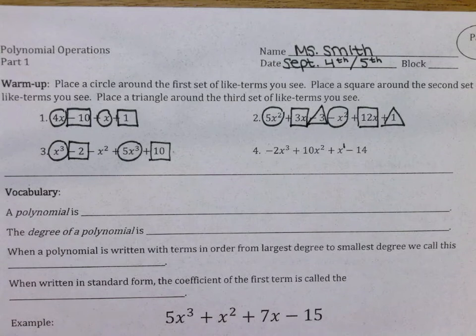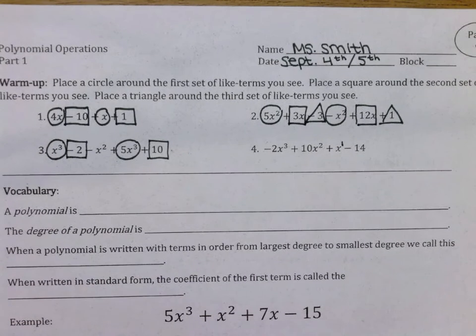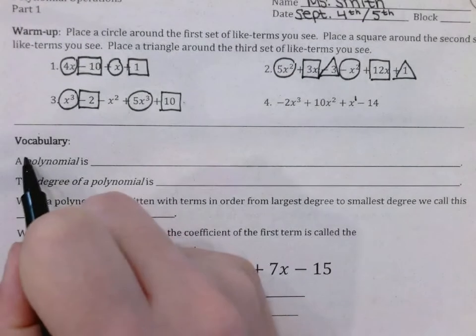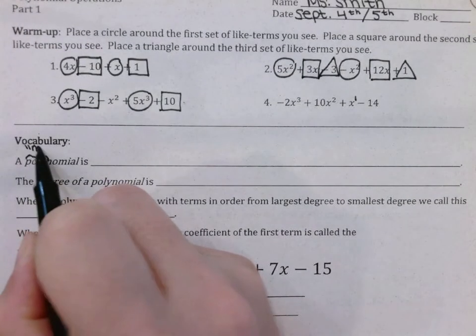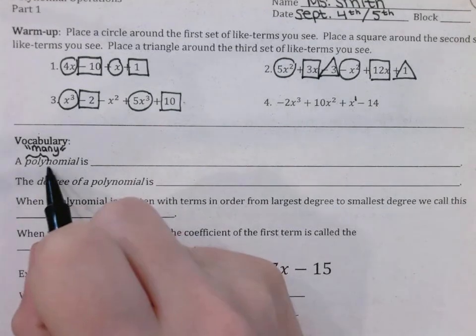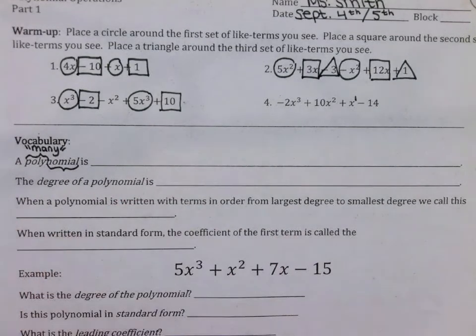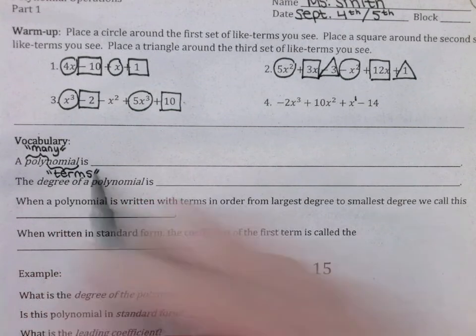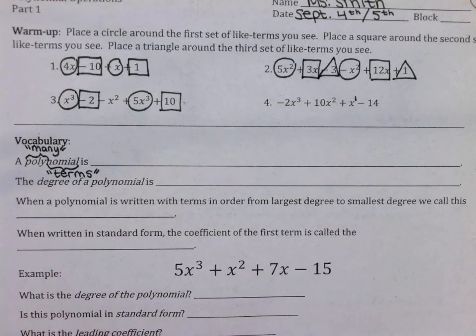But let's talk about what a polynomial is and the vocabulary associated with it. So poly, we're going to say, means many. You may know words with poly in front, like polygon, that's a shape with many sides, or polytheism, that means many gods. So it means many. And then nomial, sometimes it means name. In this case, it's going to mean terms. So we know polynomial means many terms.